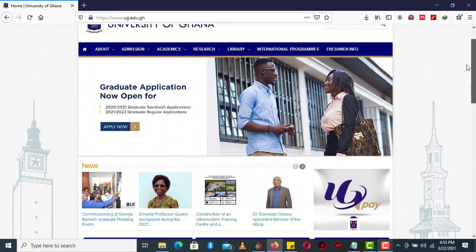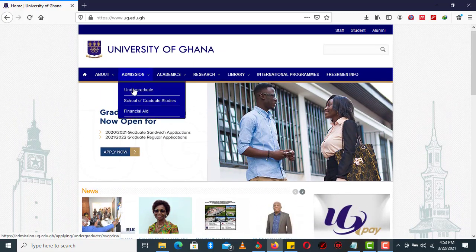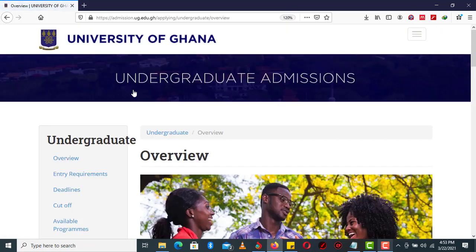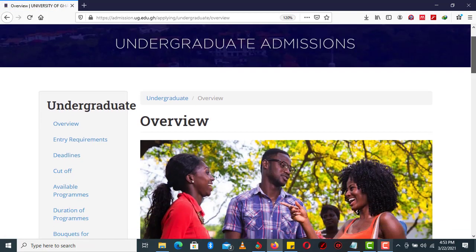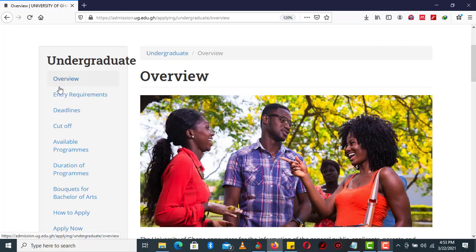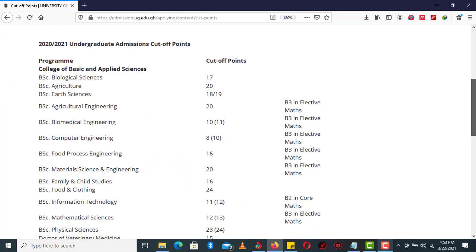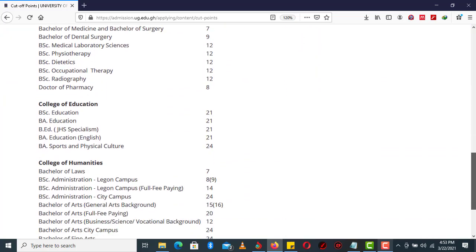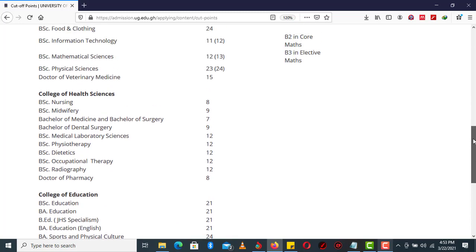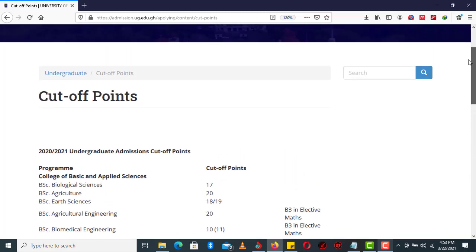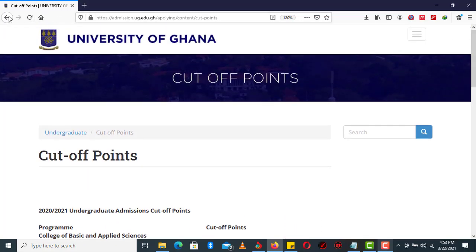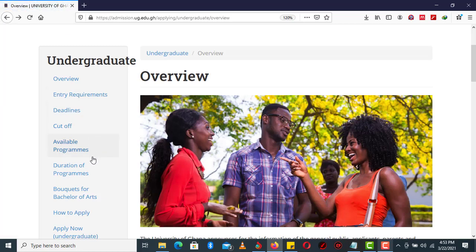And my interest is admissions, so I click on the admissions tab and click on undergraduate admissions. And on the admissions page, there's overview, entry requirements, deadline, cutoff points, available programs, duration of programs. So this is the cutoff points page, and you should be reminded that every program has its cutoff points as well as its entry requirements.